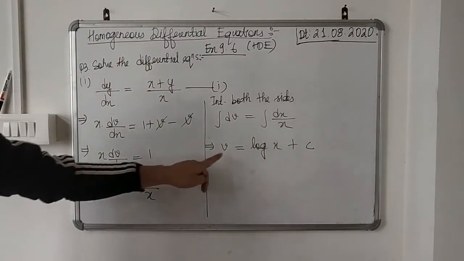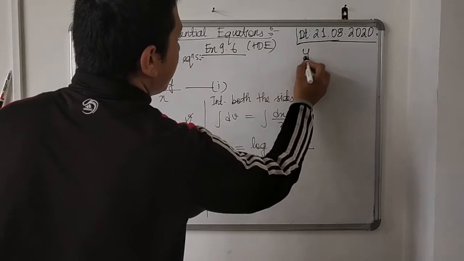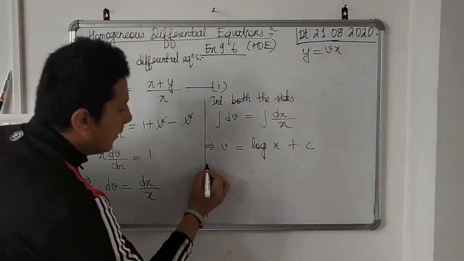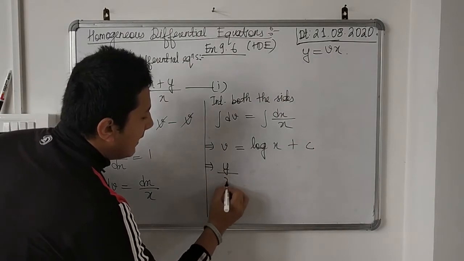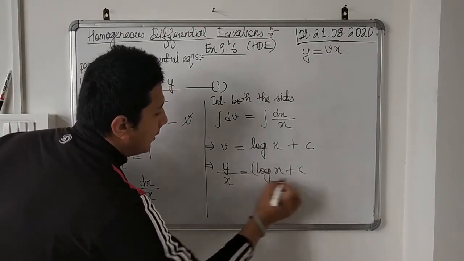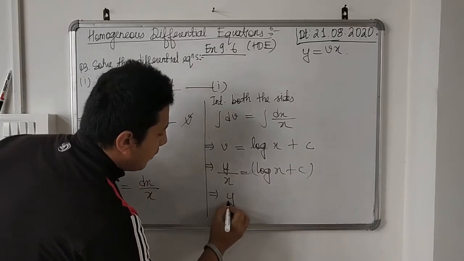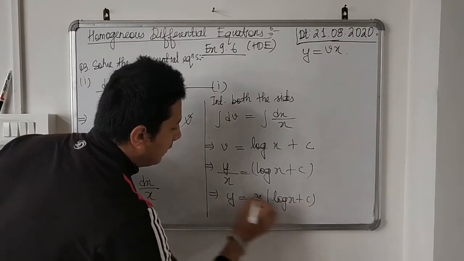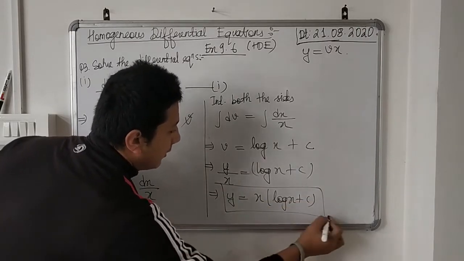By the way, what was the value for y? According to assumption, vx. So what will be the value for v? Y by x. So therefore this will be y by x is equals to log x plus constant. Okay, now cross multiply. So y is equals to x into (log x plus c), which will be our final answer.